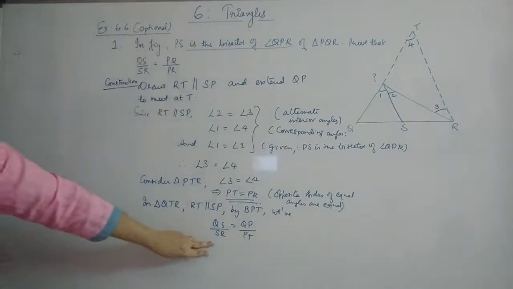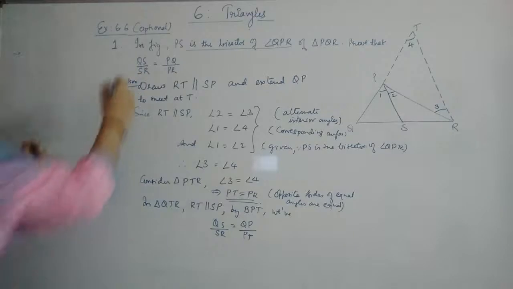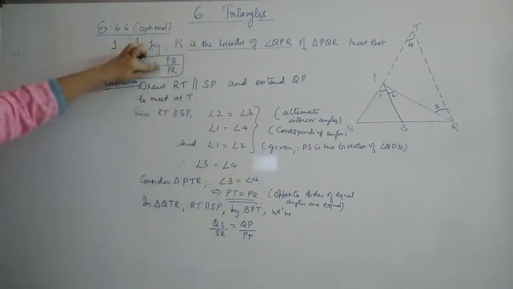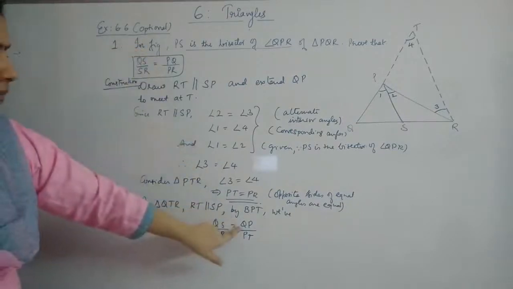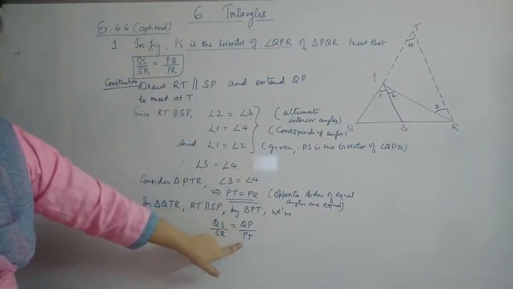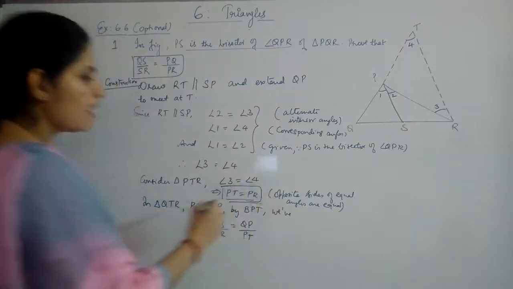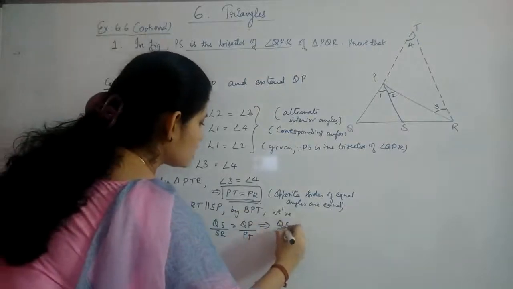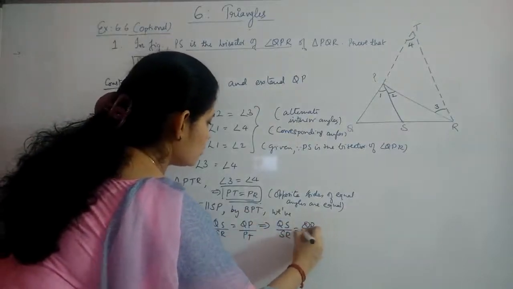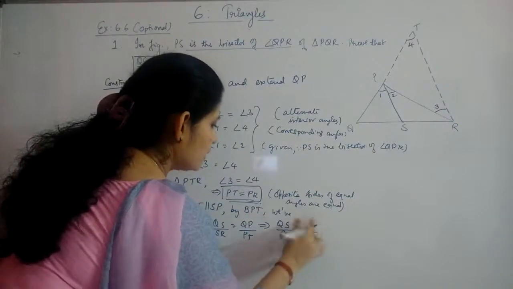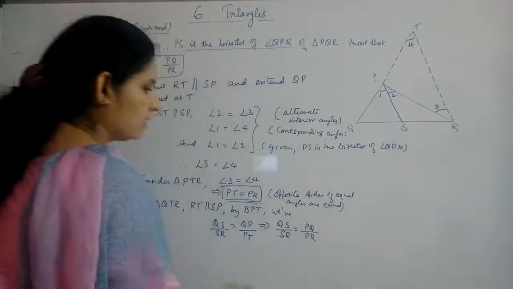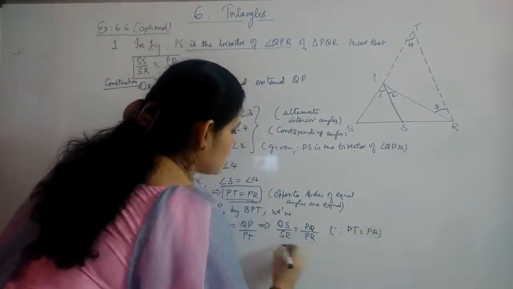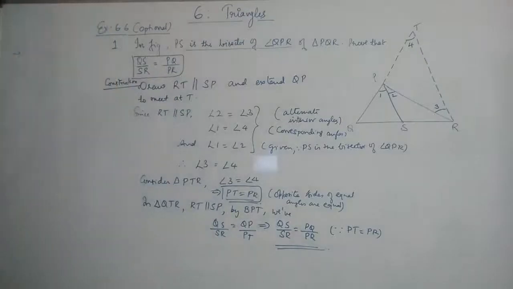This is clear. Now, what we have to get is QS by SR, which we have already got on the left hand side, is equal to PQ by PR we need. And we have got PQ in the numerator, but you have PT. But already what we have proved is PT is equal to PR. So we can just use that, and that will give you QS by SR is equal to QP by PR or PQ by PR. Since PT is equal to PR, we have replaced that. Okay, and this is your proof.